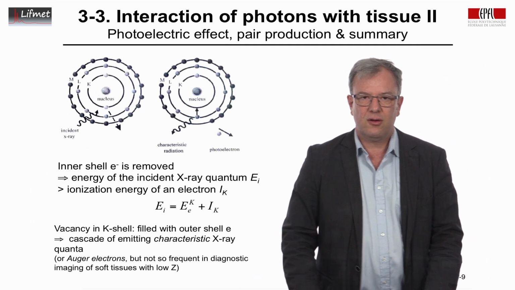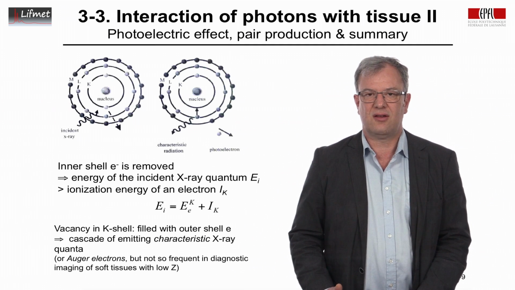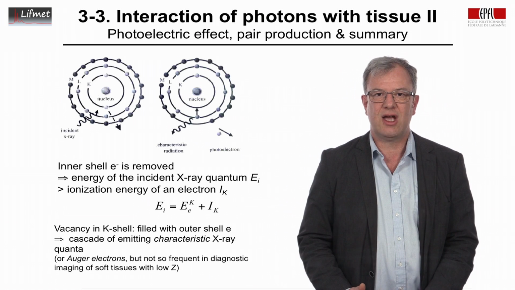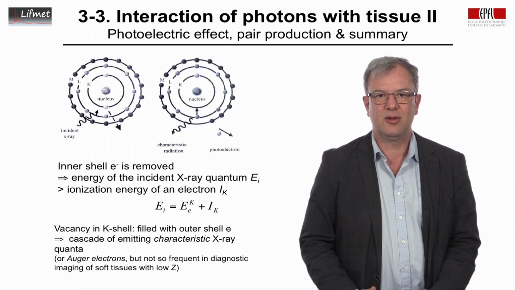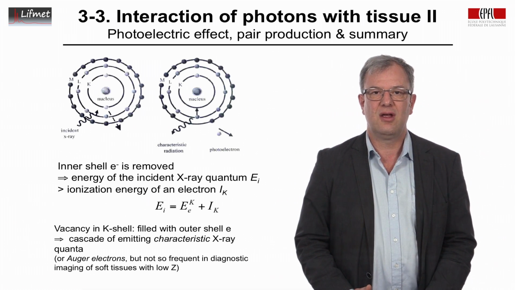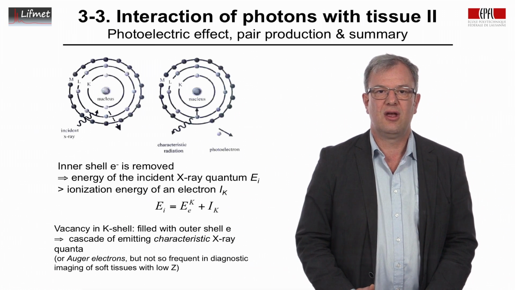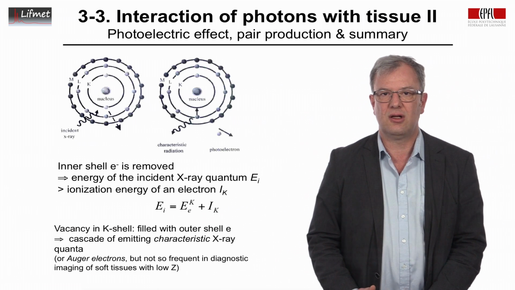We have also another process that we've discussed last time, which is the process of producing Auger electrons. This is in principle possible, but this is not so frequent in biological tissues, where we have soft tissues with a low Z.